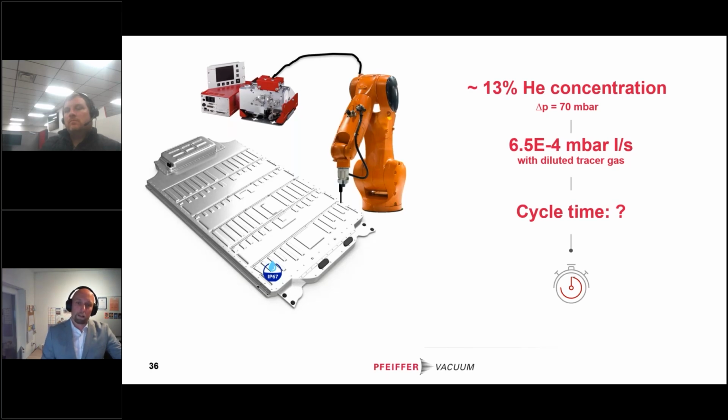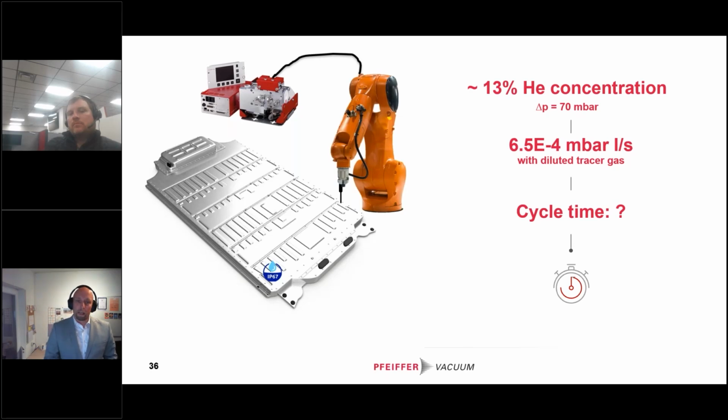When we correlate this, or take this diluted tracer gas into consideration when calculating the leak rate rejection level to be found, we end up with a 6.5 E-4 millibar liter per second leak rate of the defects we have to sniff. This is no problem. Depending on the suction speed of the sniffer probe, the background should be at least 1 decade lower than this. So this will be possible to measure.